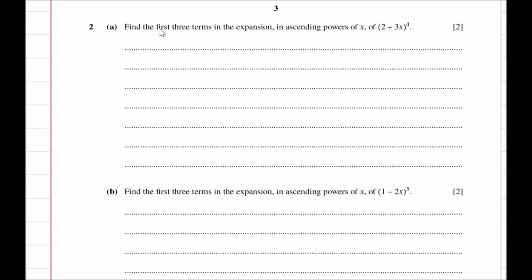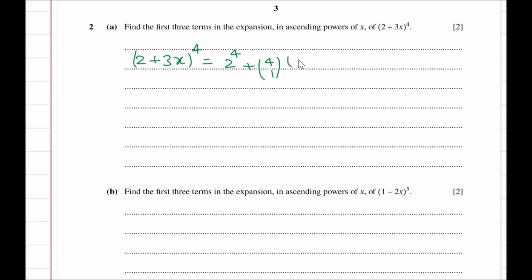So let me expand this for you. (2 + 3x)^4. The first term we have is 2, so 2 raised to the power given, that is 4, plus then comes nCr. Here the n value is 4, so we'll write 4, and the r value is 1. So 4C1, second term.